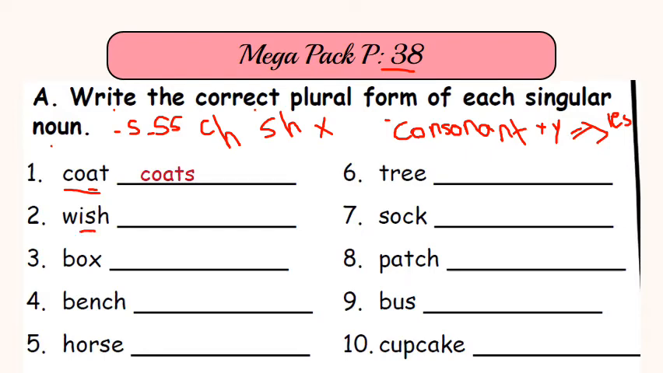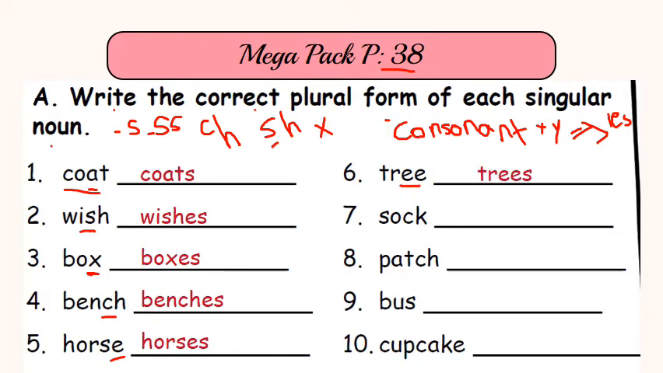Wish, sh, it ends with sh, so I should add es. Box, it ends with x, so I should add es. Boxes. Bench, ch, I should add es. Horse, it ends with e, so I only add an s. Tree, I only add an s. Trees. Sock, socks. Patch, patches. Bus, buses. Cupcake, cupcakes.